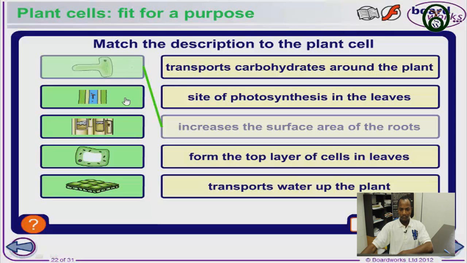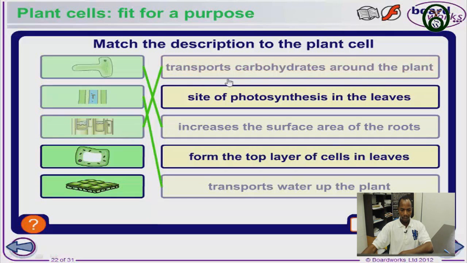Now, let's take a look at the second one. What's the function of this other one? They transport carbohydrate around the body. No. They form the top layer of cells, transport water up the plant. Yes, they transport water because they are xylem cells. Now let's take a look at this. What do they do? They transport carbohydrate around the body. That's great.